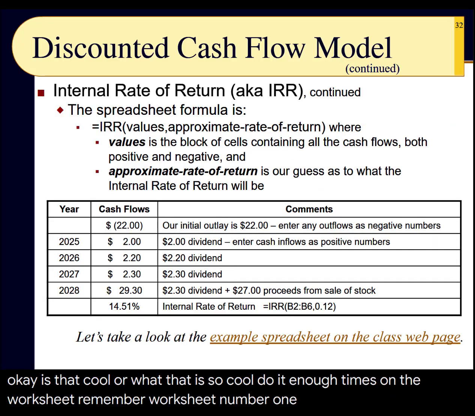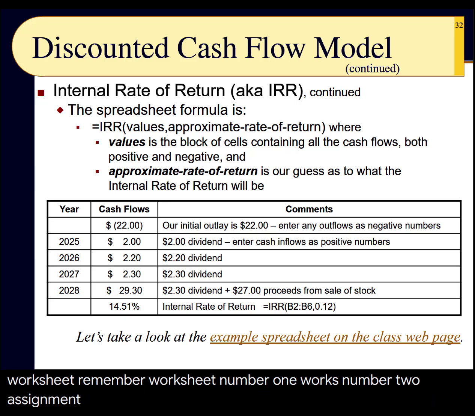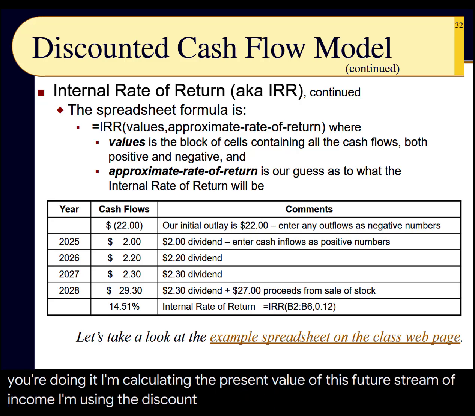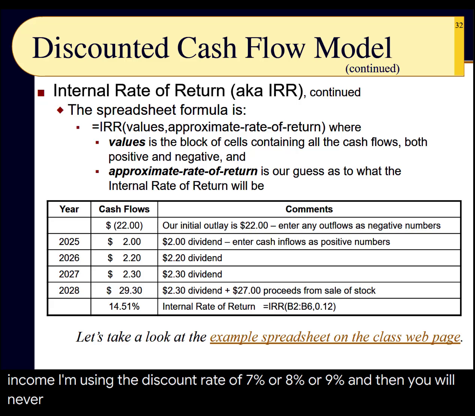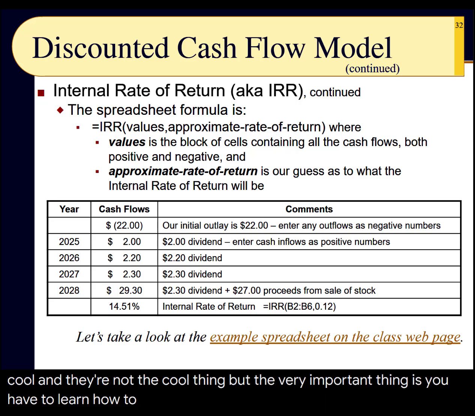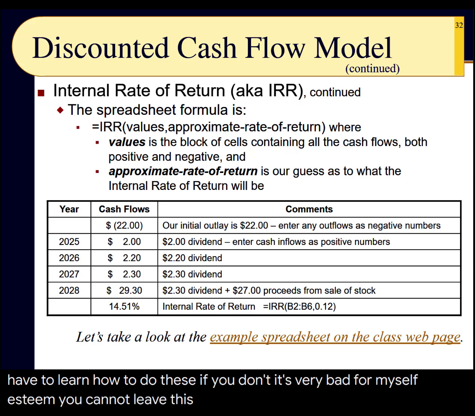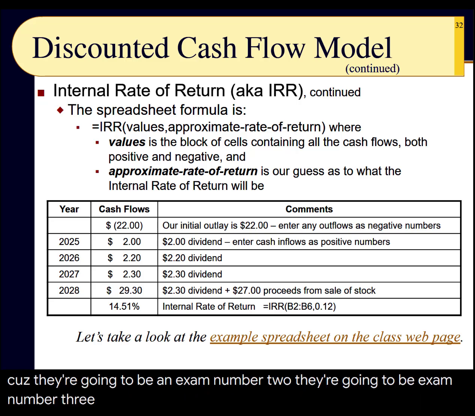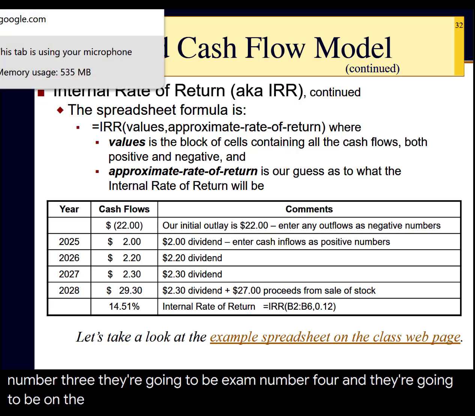Do it enough times on the worksheet. Remember, worksheet number 1, worksheet number 2, assignment, exam. Talk to yourself about what you're doing when you're doing it. I'm calculating the present value of this future stream of income. I'm using the discount rate of 7% or 8% or 9%. And then you'll be able to do it just like walking or riding a bicycle. The very important thing is you have to learn how to do these. If you don't, it's very bad for my self-esteem. You cannot leave this class without knowing how to do these, because they're going to be on exam number 2, exam number 3, exam number 4, and the final exam.